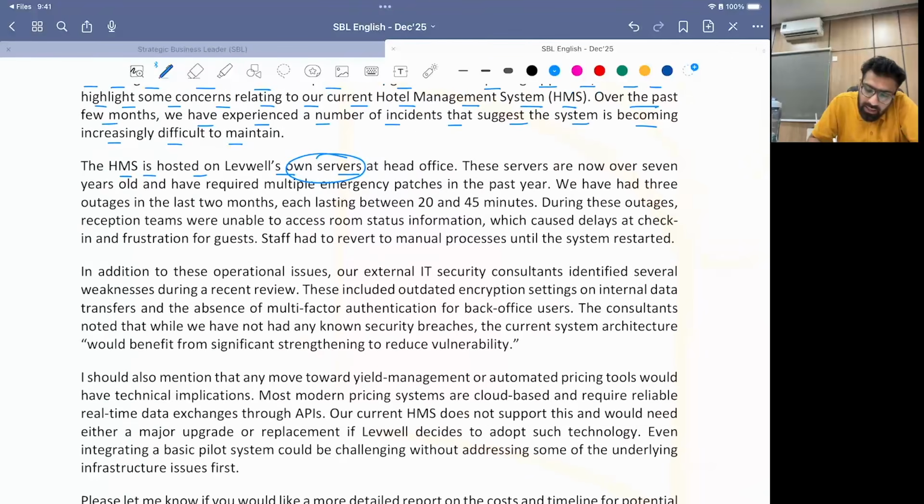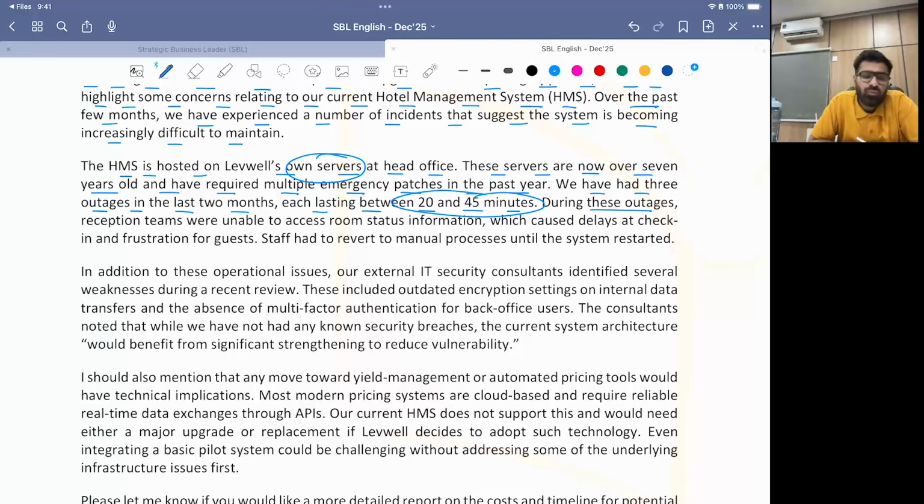At head office, these servers are now over 7 years old and have required multiple emergency patches in the past year. We have had three outages in the last 2 months, each lasting between 20 and 45 minutes. During these outages, now this is something that's really bad in terms of the hotel sector, right? That means when a customer is walking in, the receptionist wouldn't be able to answer their queries. They cannot see it on the system, and I've also seen this as well, and this is really bad.